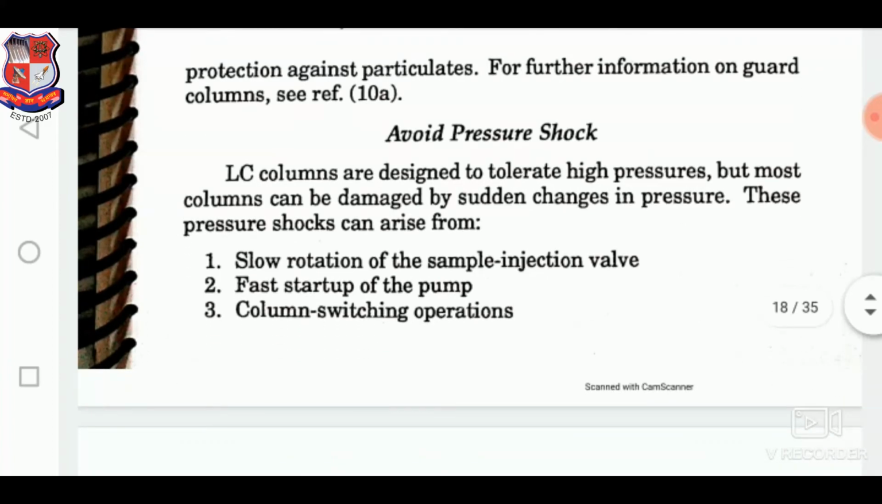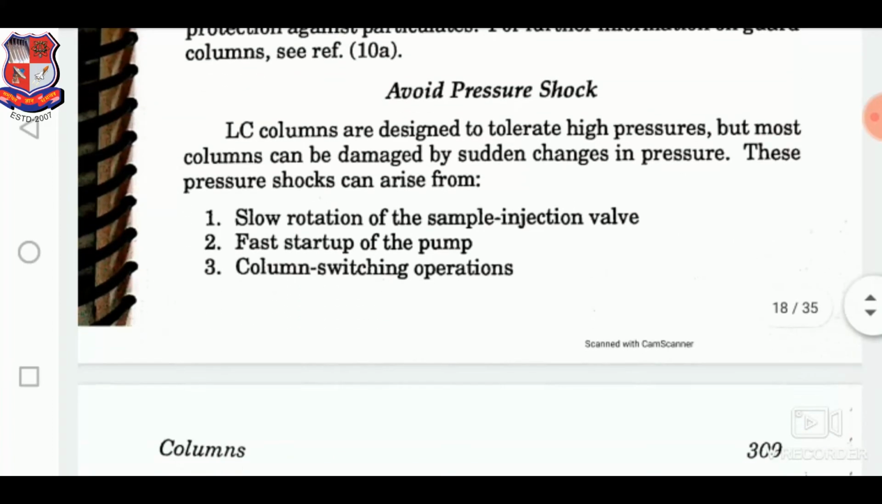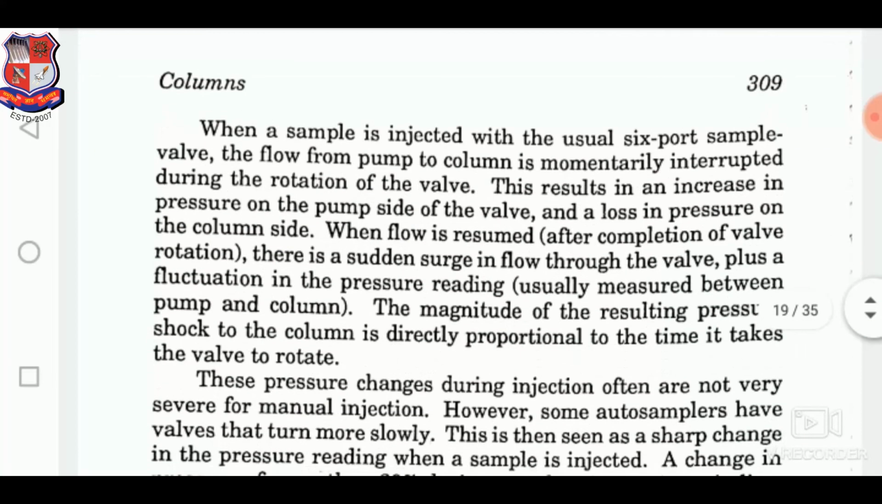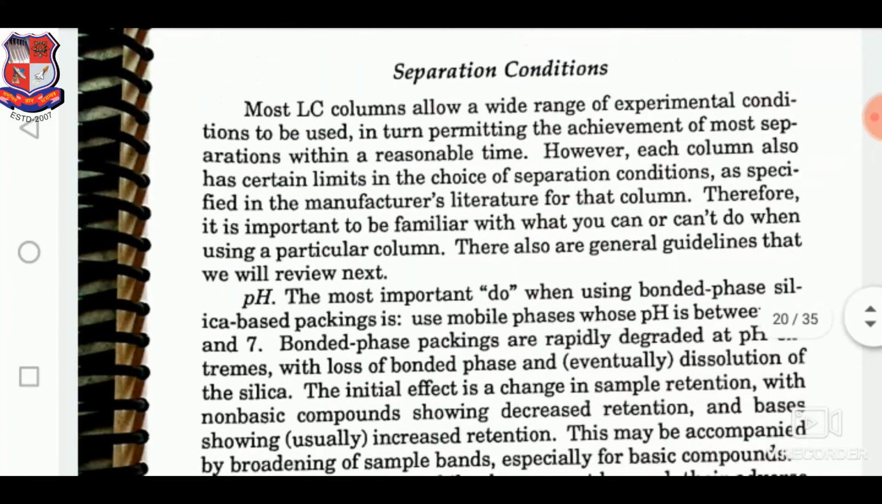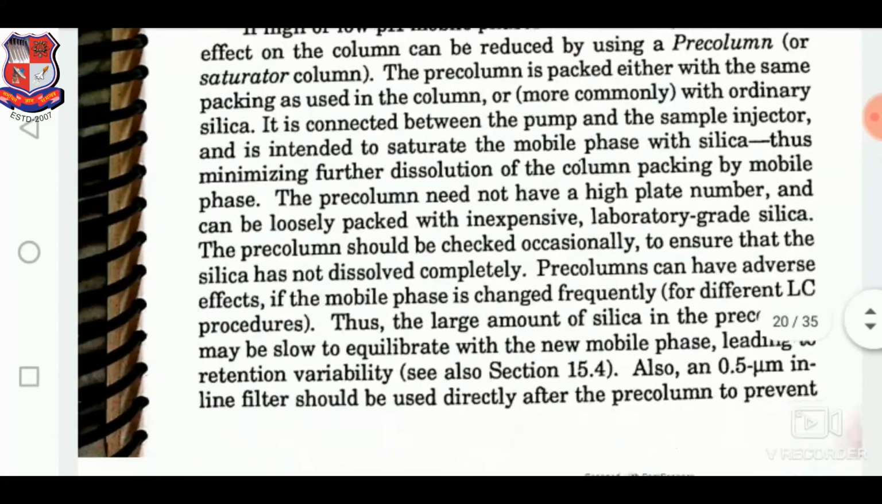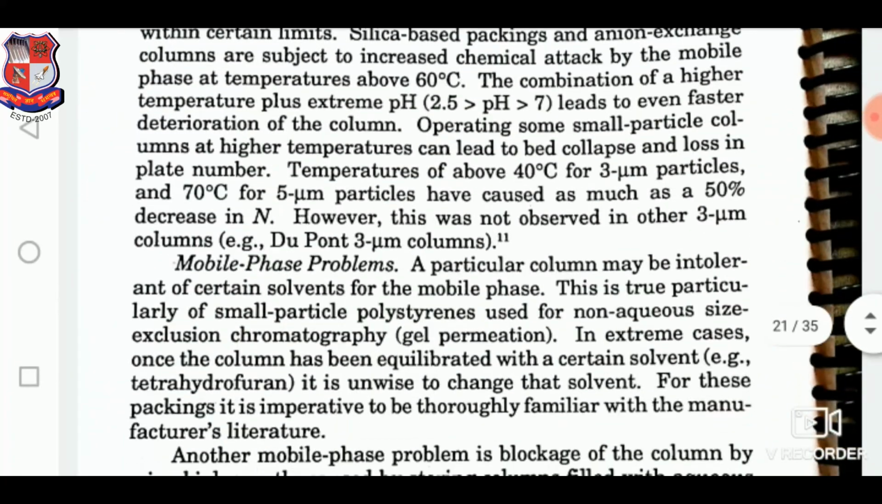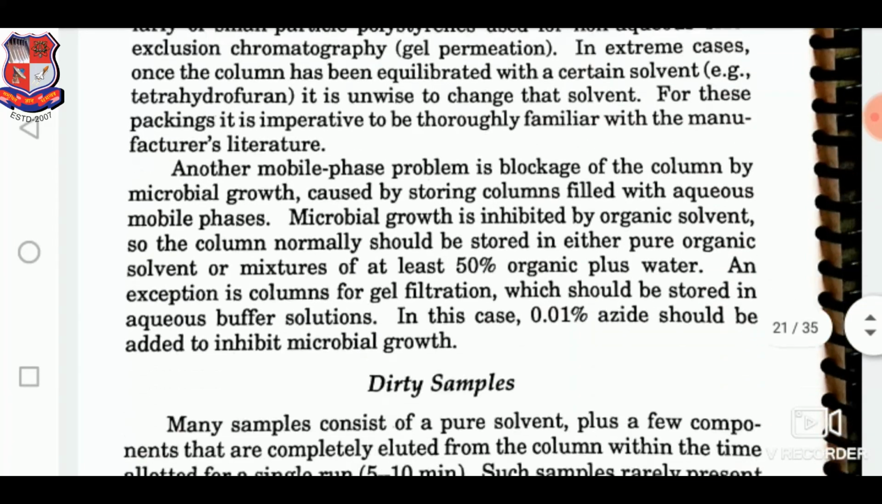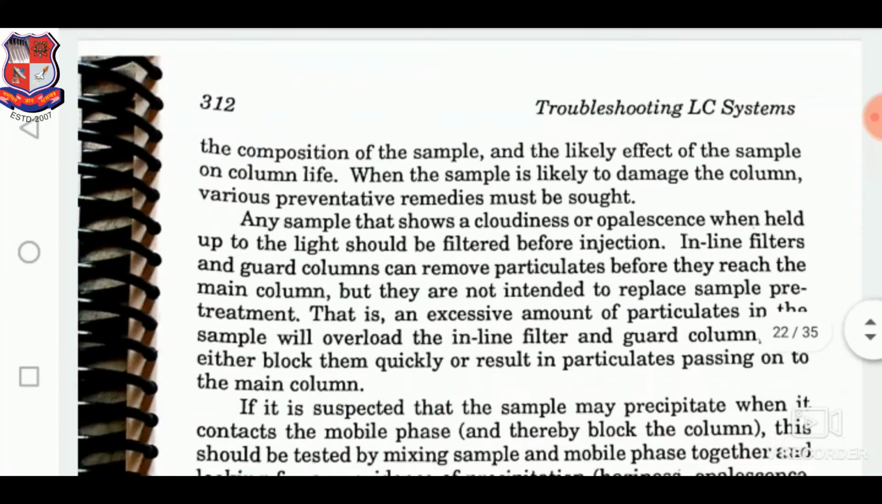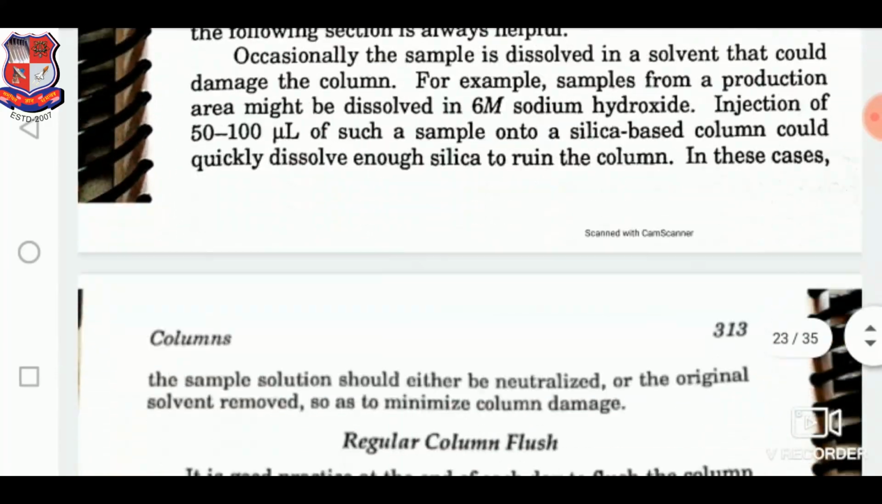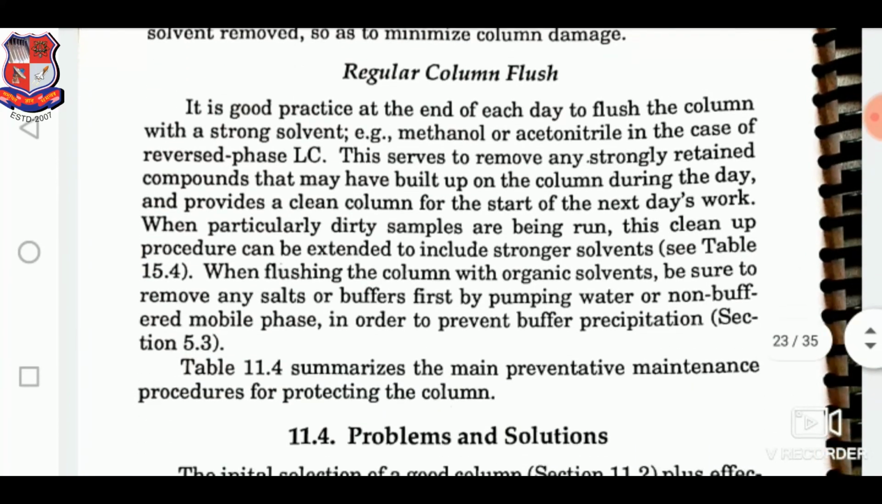Avoid pressure shock. These pressure shocks can arise from slow rotation of the sample injection valve, fast startup of the pump, and column switching operation. So these are the text for that. Separation, temperature, mobile phase problems, and other problems. Dirty samples may influence the separation condition and column pressure. Regular column flush is required.